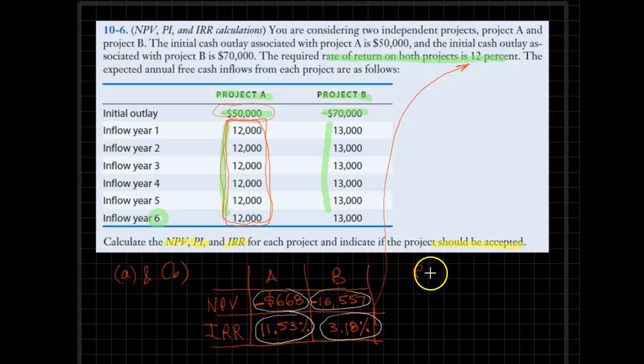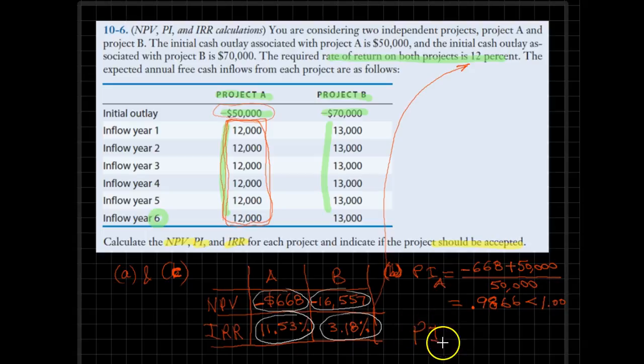Finally, you can also go ahead and calculate the PI. That would be part B. My apologies, previously it was part C. Okay, so for the PI, recall that the PI was just adding the net present value to the initial outlay. For the first project, for example, you would add minus 668 plus the $50,000, all divided by $50,000, and so project A would have a PI value of 0.9866, decidedly less than 1. So this project should not be accepted.